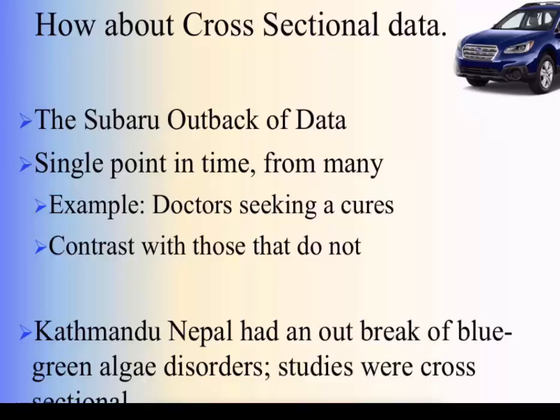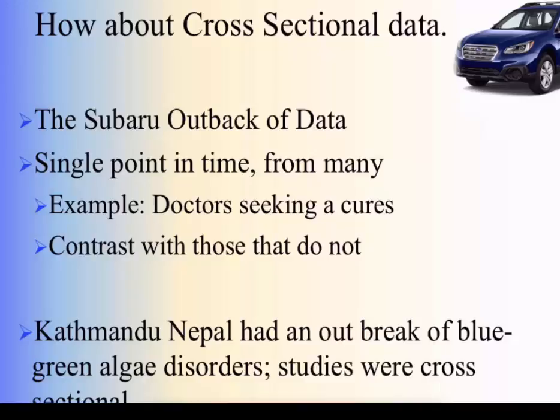Another type of data worthy of mention is something called cross-sectional data. You and I are more likely to collect cross-sectional data, and I call it the Subaru Outback of data, meaning that it's good data. It is really useful for what we need to use it for, but it's not necessarily the Ferrari of data, like maybe the Audi Quattro would be.